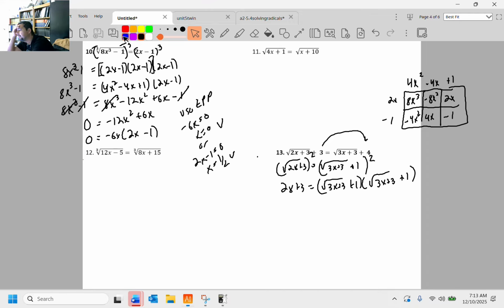All right, now the fun part. A root of 3x plus 3 times a root of 3x plus 3 is 3x plus 3. A root of 3x plus 3 times 1 is plus a root of 3x plus 3. 1 times root of 3x plus 3 is another root of 3x plus 3. And then 1 times 1 is 1. And we're still equal to 2x plus 3. If we combine like terms, we'll discover that we have two roots of 3x plus 3.